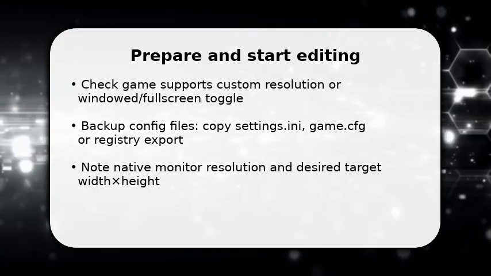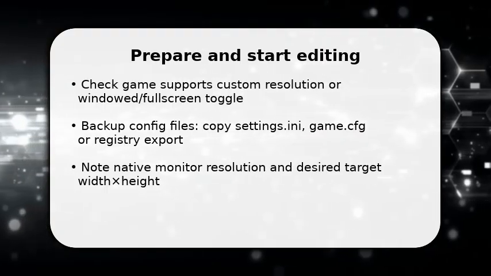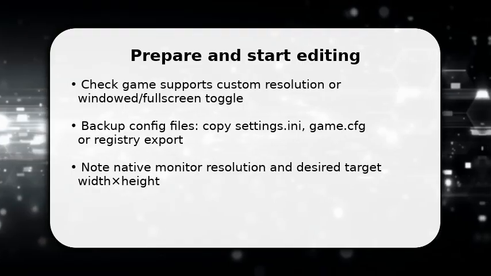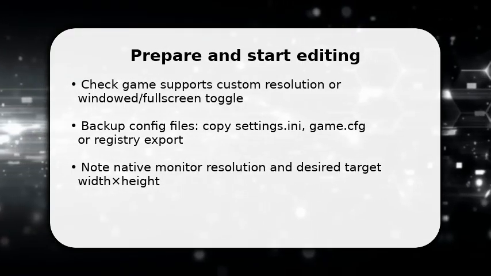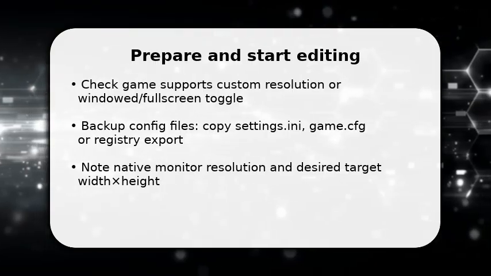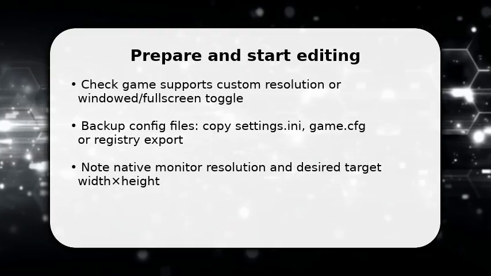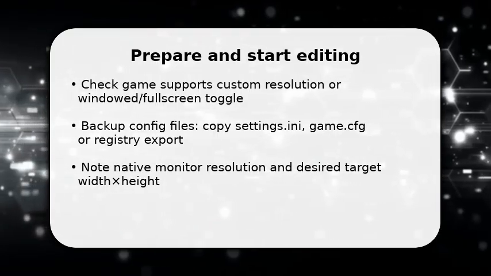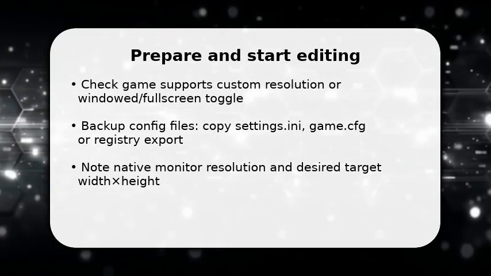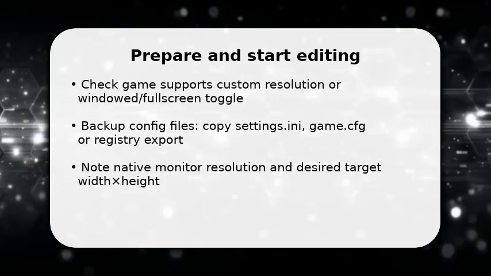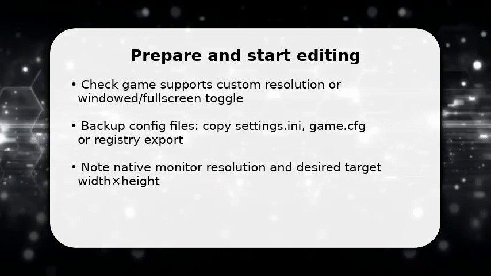You begin by confirming the game accepts custom resolutions. Many modern engines do. Once done, back up the config file and registry keys so you can revert. This prevents data loss. Next, open the game's installation folder or Steam user config folder and locate the file that holds display settings. Make sure to note your monitor's native width and height and the exact target width times height you want, because precision prevents stretching and ensures correct aspect ratio.